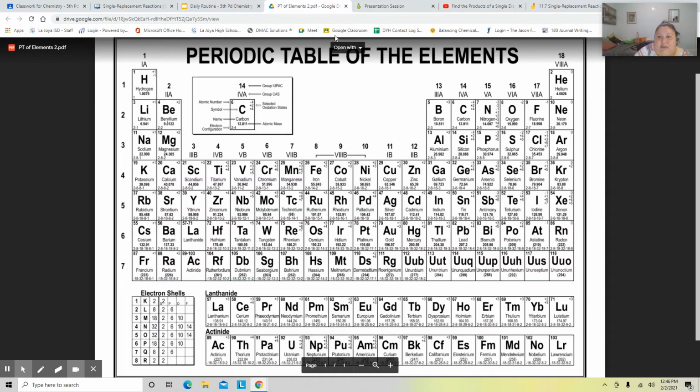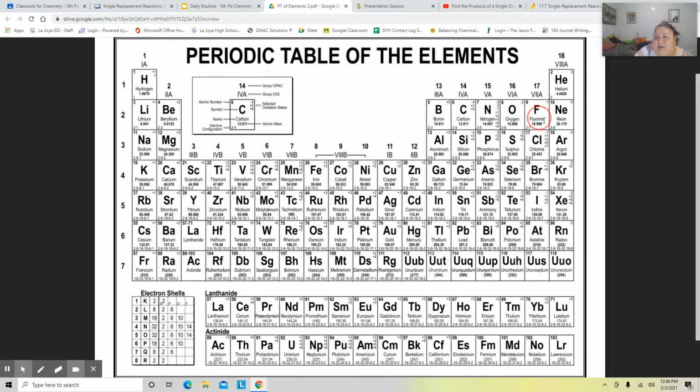So let's go to the periodic table. What are they trying to tell us? They're trying to tell us from this group, fluorine can replace anybody below him. Anybody below him, fluorine can replace. Chlorine can replace anybody below him, but he cannot replace fluorine. Bromine, again, can replace anybody below, but he cannot replace chlorine and he cannot replace fluorine. And then the same thing for iodine. Iodine can replace astatine, but he cannot replace fluorine, chlorine, or bromine.